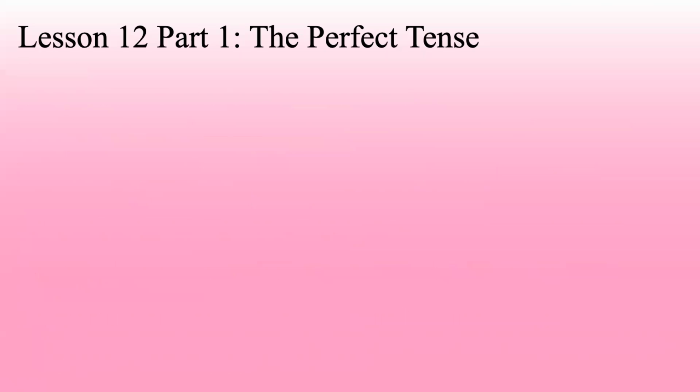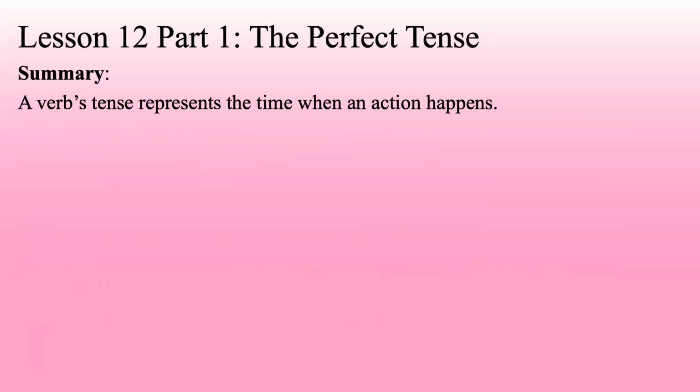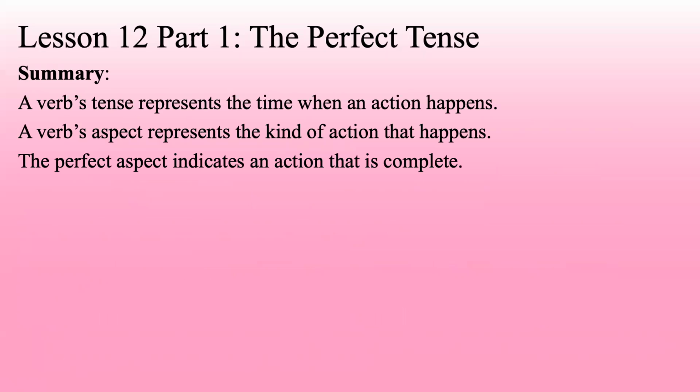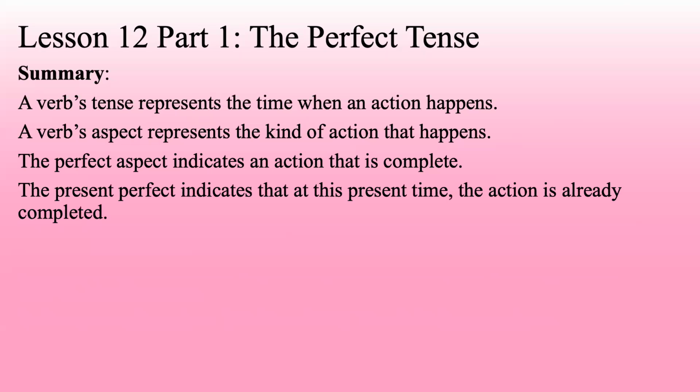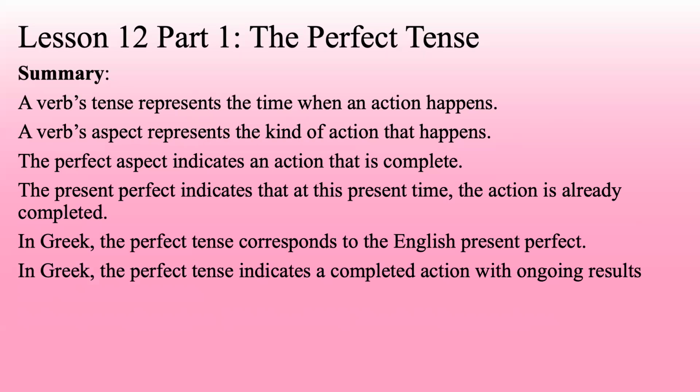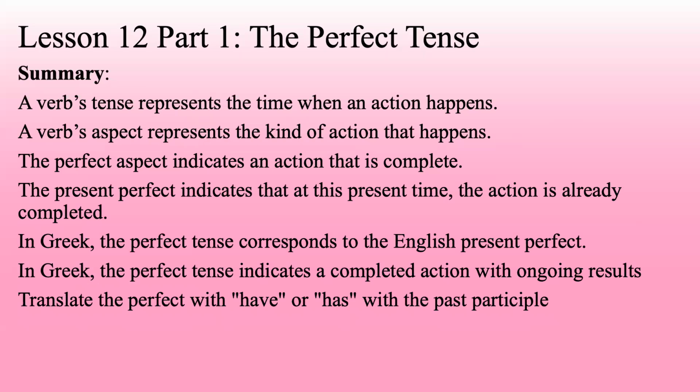So summary: a verb's tense represents the time when an action happens. A verb's aspect represents the kind of action that happens. The perfect aspect indicates an action that is complete. The present perfect indicates that at this present time, the action is already completed. In Greek, the perfect tense corresponds to the English present perfect. And in Greek, the perfect tense indicates a completed action with ongoing results. We'll translate the perfect with have or has with a past participle.